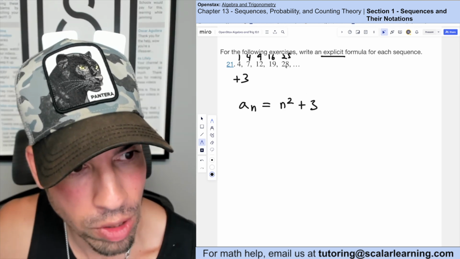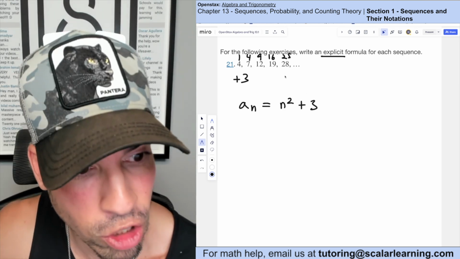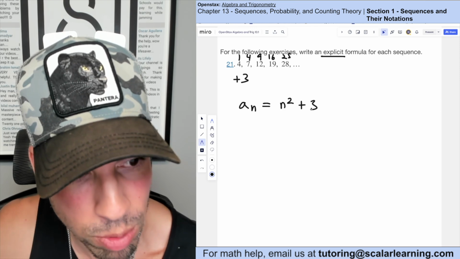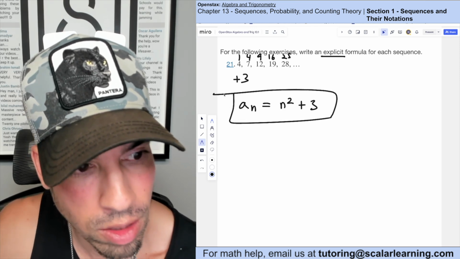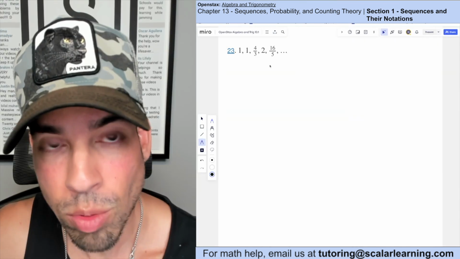And we can test this over here, right? We see 28 in the 5th position. So if I plug in 5, 5 squared is 25 plus 3 is 28. So that's how you do it. Done.